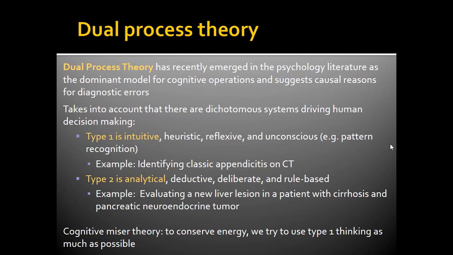Type 2 thinking is analytical, deductive, deliberate, and rule-based. An example is when a radiologist finds a new liver lesion in a patient with both cirrhosis and pancreatic neuroendocrine tumor, and has to determine whether it represents hepatocellular carcinoma or neuroendocrine metastasis. Underlying both of these processes is the cognitive miser theory, which states that to conserve energy, we try to use type 1 thinking as much as possible.